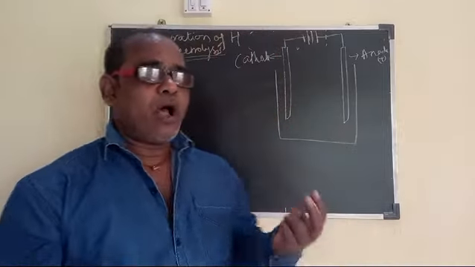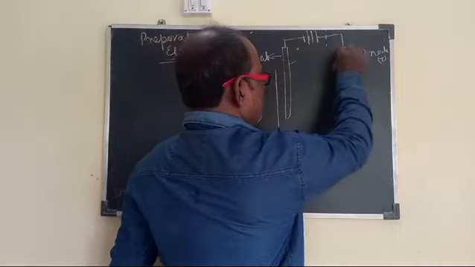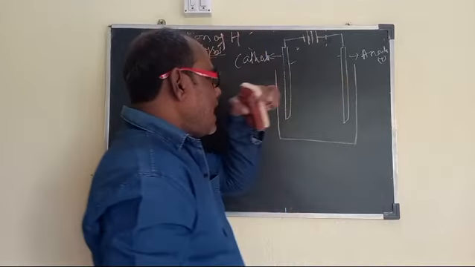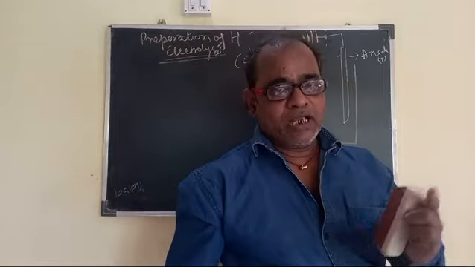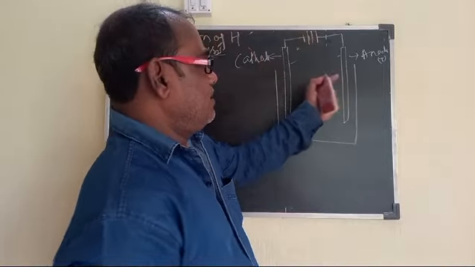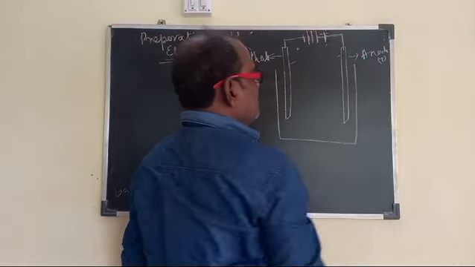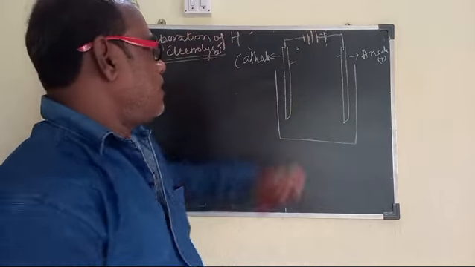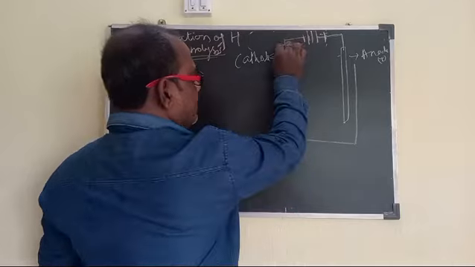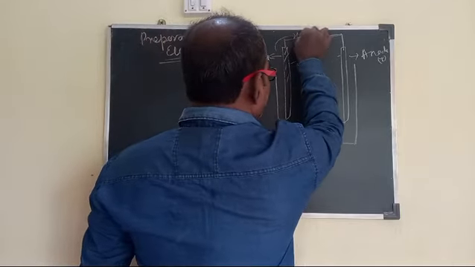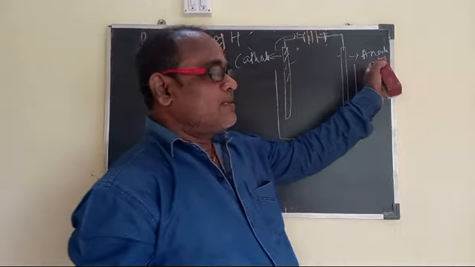Anode and cathode are two electrodes. We can see here that these are two different electrodes, the anode and the cathode. Why is it termed an anode? Because this rod has been connected to the positive terminal of the cell. And why is it a cathode? Because this rod has been connected to the negative terminal of the cell. So this is the cathode and this is the anode.